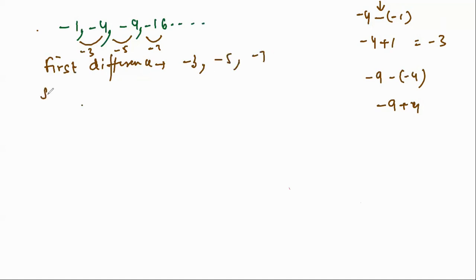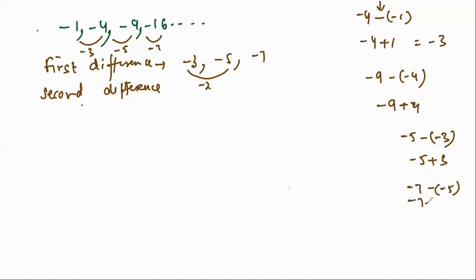Then we will find the second difference, with the sequence that we are getting right now. If you subtract these two terms, -5 minus -3, open the parenthesis, it becomes -2. Similarly, when you solve -7 minus -5, so -7 plus 5, again you are getting -2. So the second difference is coming -2, -2, -2, and so on.